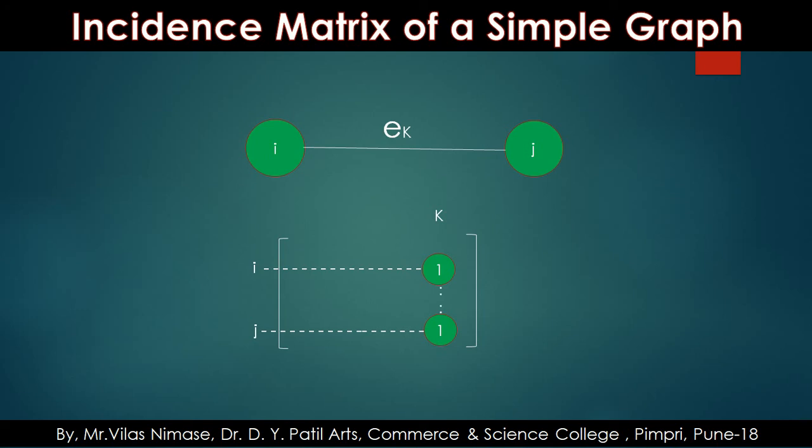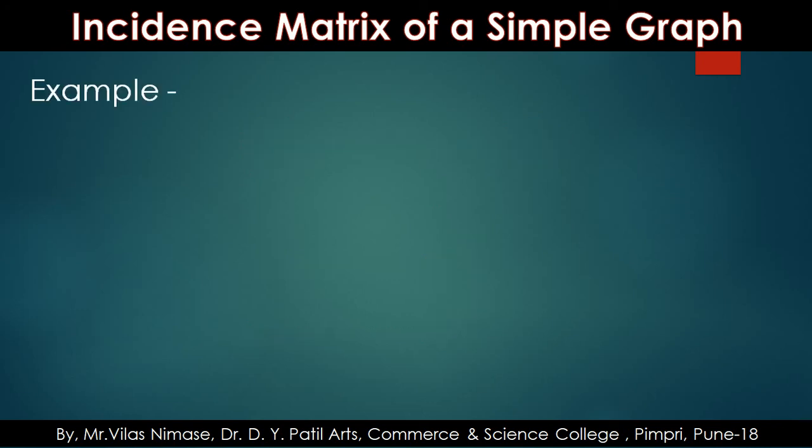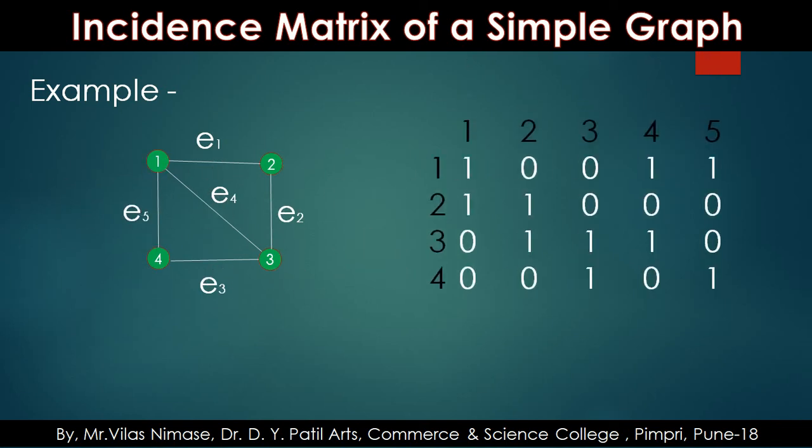For example, see this graph. Incidence matrix of this simple graph is this. Since there are 4 vertices and 5 edges in this graph, therefore the incidence matrix of this graph is a 4 cross 5 matrix. In this graph, edge E1 joins the vertex 1 and vertex 2.